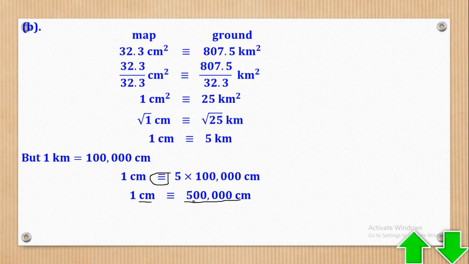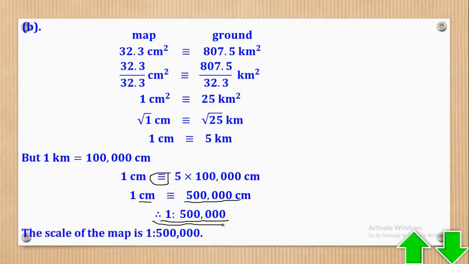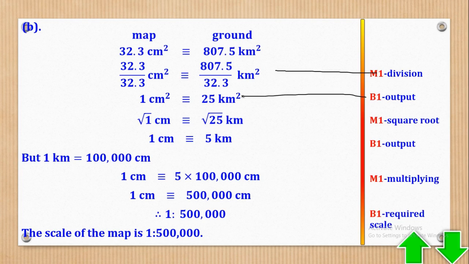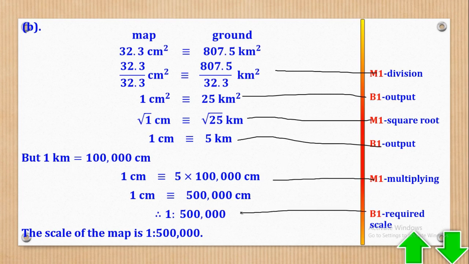So now that all are in the same units, centimeter, we can conclude that the scale is 1 to 500,000. So this is the scale which was used. Therefore the scale of the map is 1 to 500,000. So that's what they wanted. Now let's see how much can be awarded. M1 for division and B1 for the output. M1 for the square root, B1 for output. M1 for multiplying and B1 for the required scale.